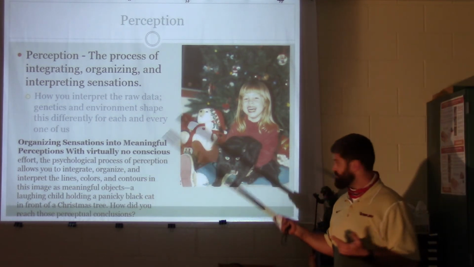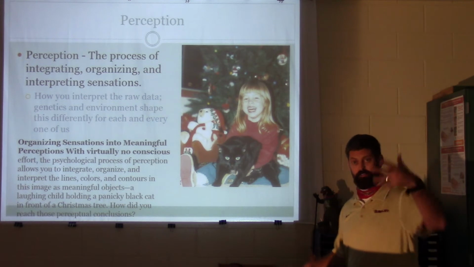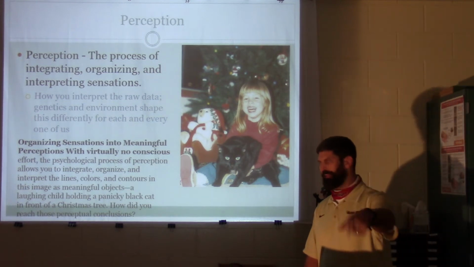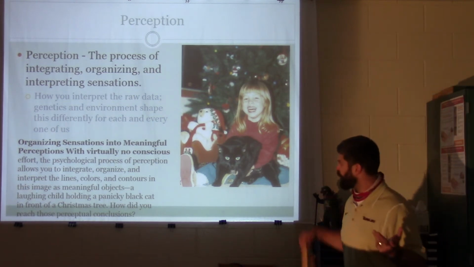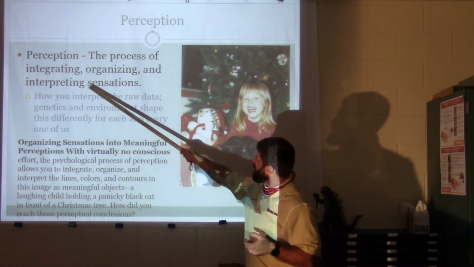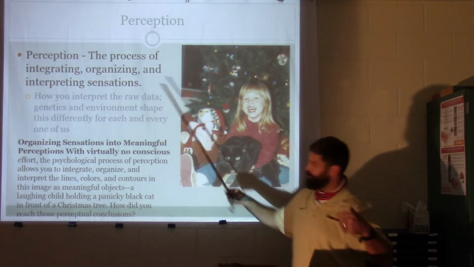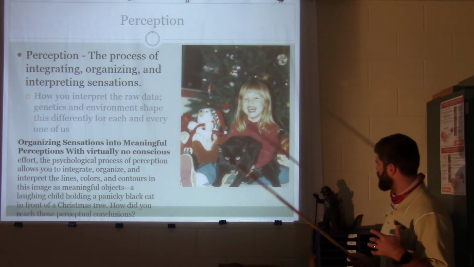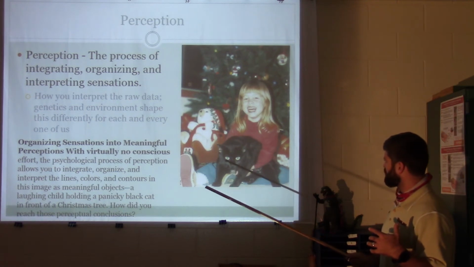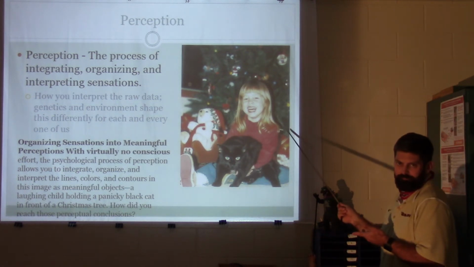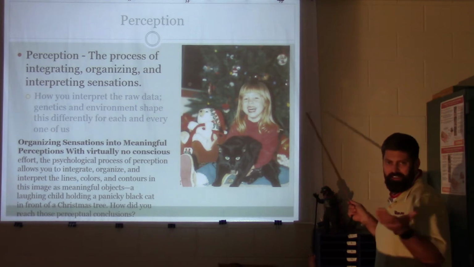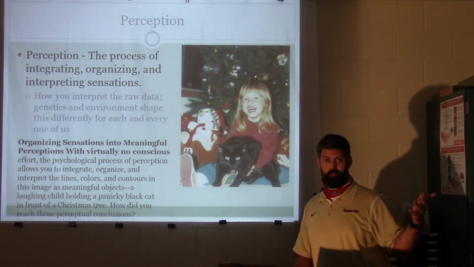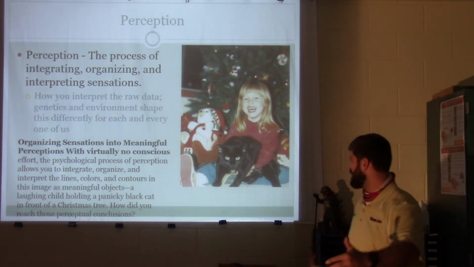Obviously, this is a picture, and it has color, and light waves are hitting the back of your eye. We know that, right? But what can we actually infer? How can we integrate, organize, and interpret these sensations into something meaningful here? It's obviously Christmas time, and that's because I grew up in a culture that celebrates Christmas.